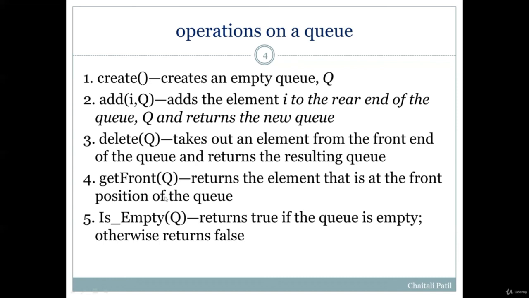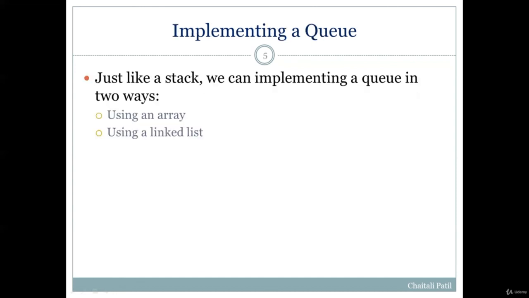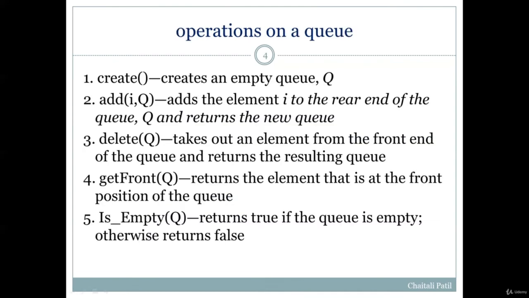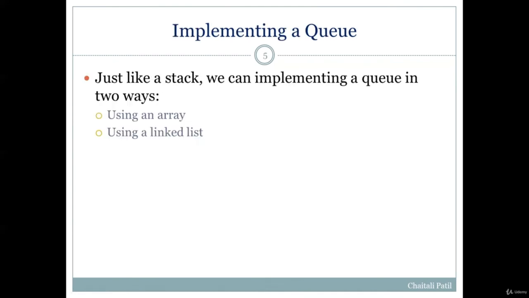Get front. This function returns the front element, the element at the front position in a queue. Is empty queue. This function checks whether the queue is empty or not. Similar to a stack, a queue can be implemented in two ways, by using an array and by using a linked list. Array implementation of a queue is a static data structure, while linked list implementation of a queue is a dynamic data structure.